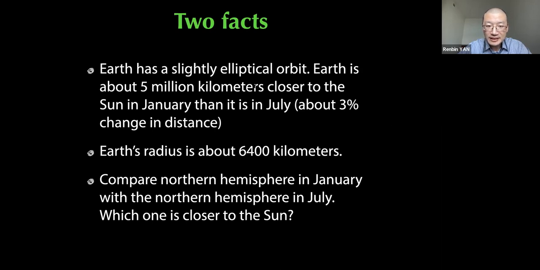So I was saying the Earth is 5 million kilometers closer to the sun in January than it is in July. So the center of the Earth is going to be closer to the sun in January by 5 million kilometers.